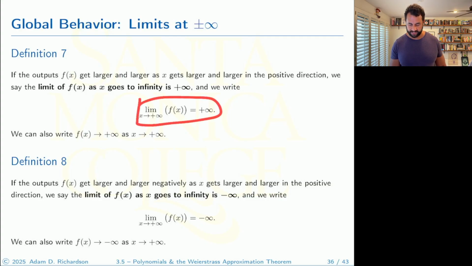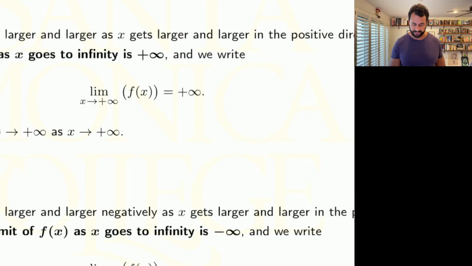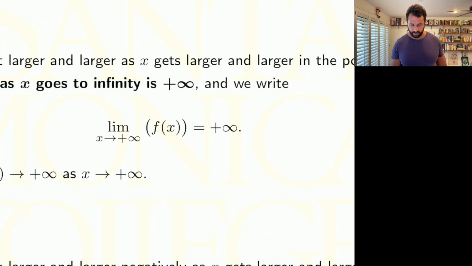And we write this. Let me zoom in for a second. When you see this symbol, it means as x goes to infinity, f of x goes to infinity. This is the end behavior. So here, this is telling us the end behavior of f of x when x gets infinitely large.